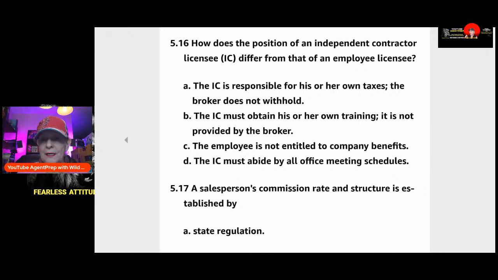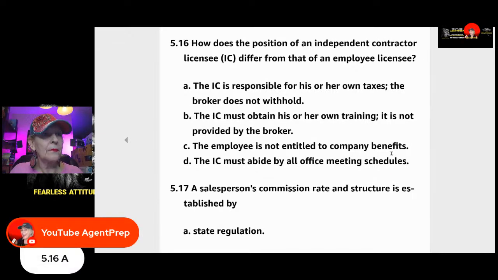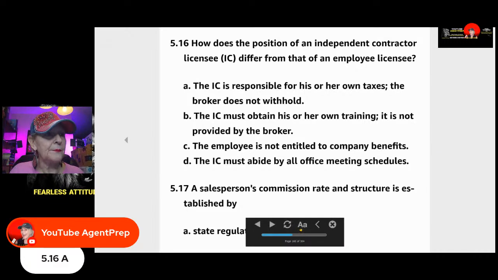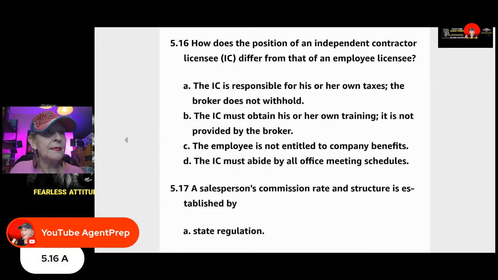All right, Mr. Johnny Ware says 516A, and that is correct. The independent contractor is responsible for his or her own taxes, right? Because we are independent. We do not get a W-2. We get a 1099, and we file our own taxes. The broker does not withhold taxes. Very good. All right, number 17.